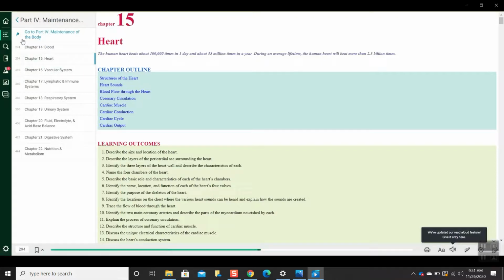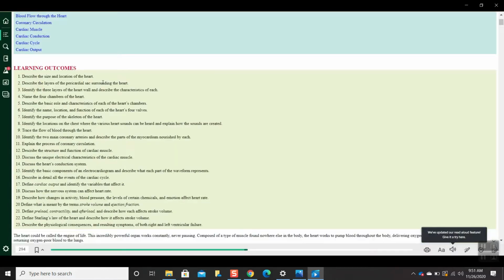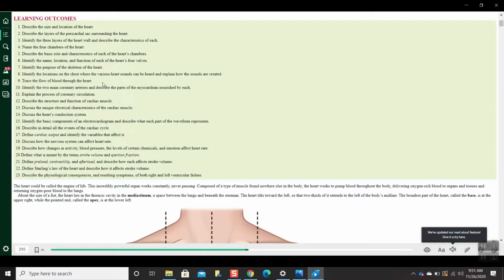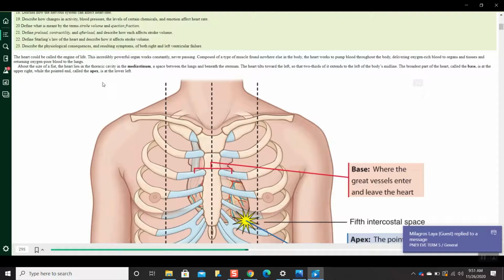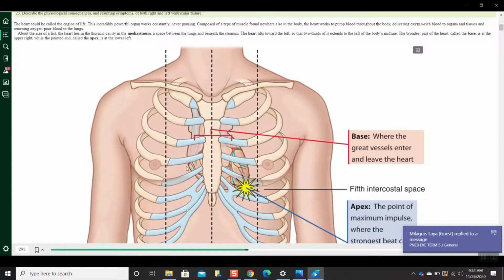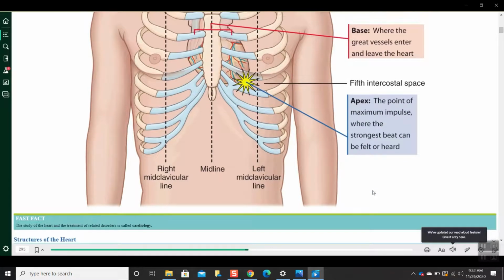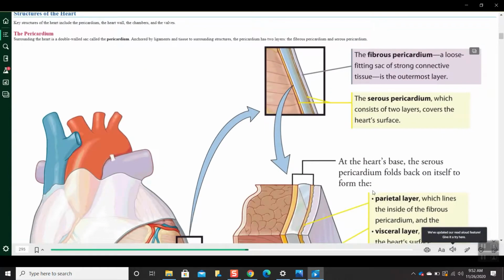Okay, chapter 15 is the heart. On the very first page, it talks about the heart. Your base is at the top, your apex is at the bottom, bottom left. It's the point of maximum impulse, where the heartbeat is the strongest to be heard and to be felt.